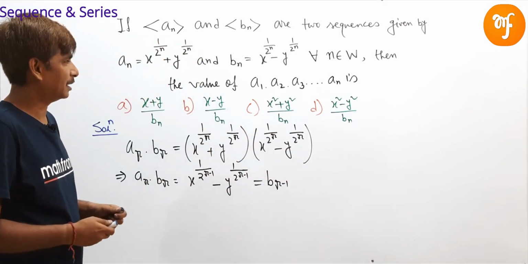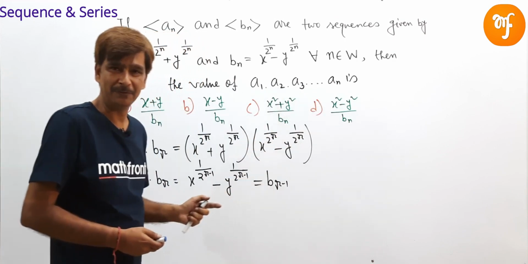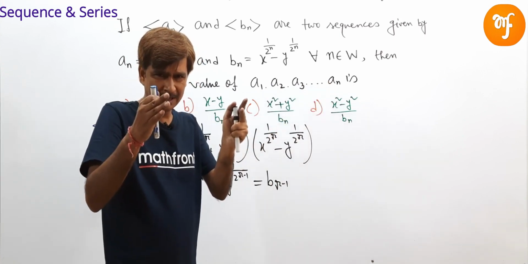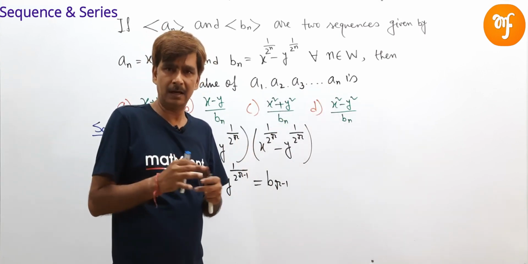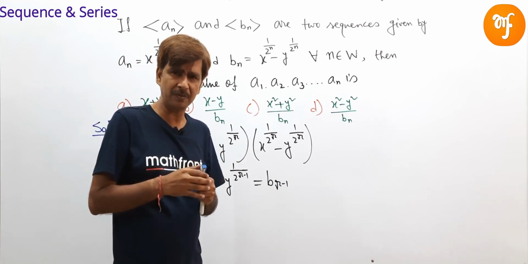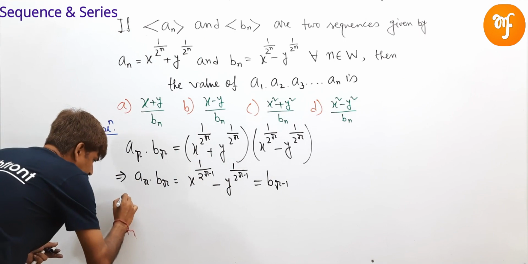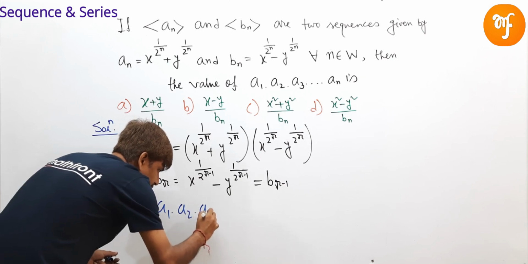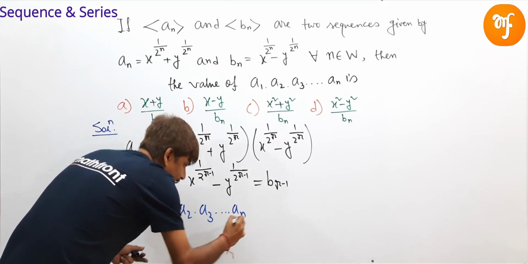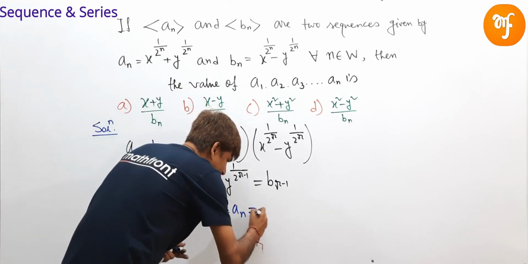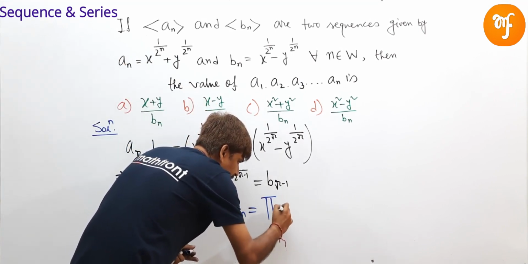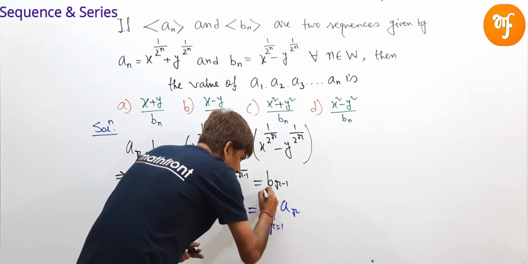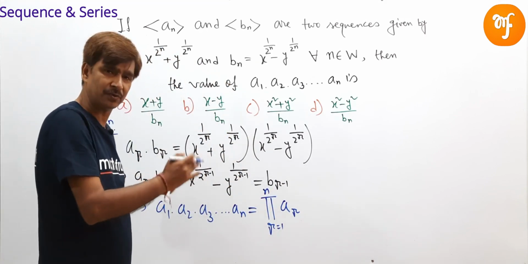Clear? Now come to the question directly, which I have to find. We have to find the value of a1 into a2 into a3 into dot dot an. This can be written in the short form capital pi of ar, r from 1 to n. Pi means product, you know. So now we are writing a1 into a2 into a3 into dot dot till an can be written as what? Capital pi of ar and r from 1 to n. Symbolically we can write in this way.